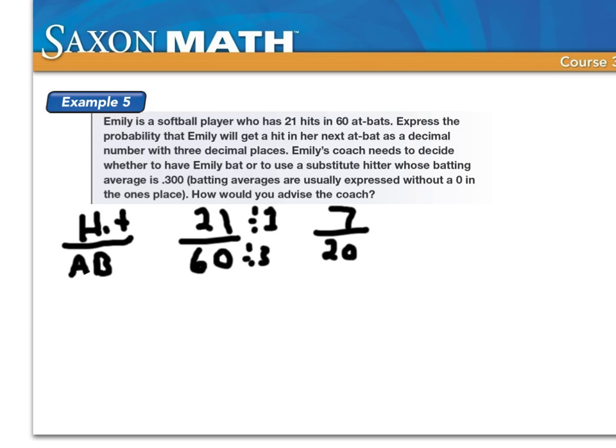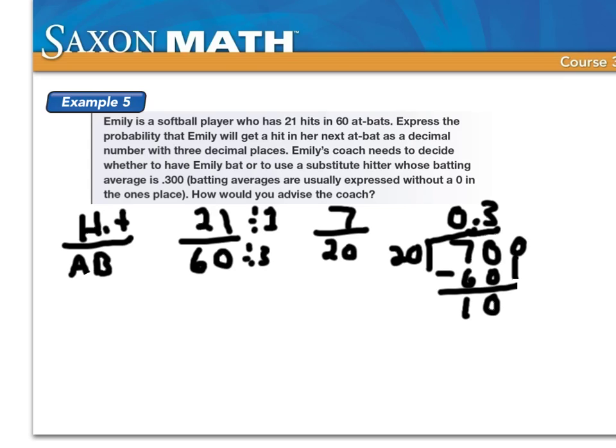Now it says to express this as a decimal with 3 decimal places, and the reason is because in baseball or softball, batting average is always written like this with 3 decimal places. So we want to express this with 3 decimal places. So we're going to do the top divided by the bottom to get a decimal. Okay, and that's 0 point. We'll put a 0 in here. 20 goes into 70 3 times. Multiply and get 60. Bring down a 0. 20 goes into 100 5 times, and that's 100. We got nothing left over.